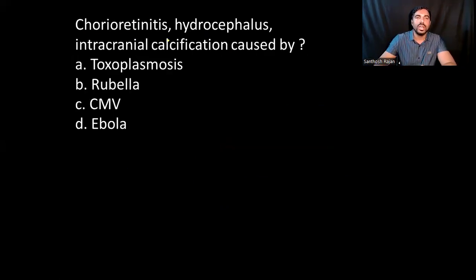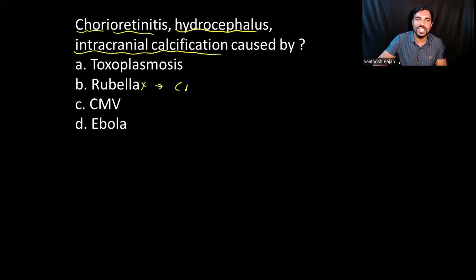Next question. This classic triad: chorioretinitis, hydrocephalus, intracranial calcification. Your confusion would be basic, so rule out first. Rubella, definitely not. For rubella, think CDC: cataract, deafness, and cardiac defect, like PDA, patent ductus arteriosus. So that's out. Ebola, a few symptoms are not that good. Chorioretinitis is not characteristic for Ebola. Calcification can happen, hydrocephalus sometimes, but not that classic, so out.